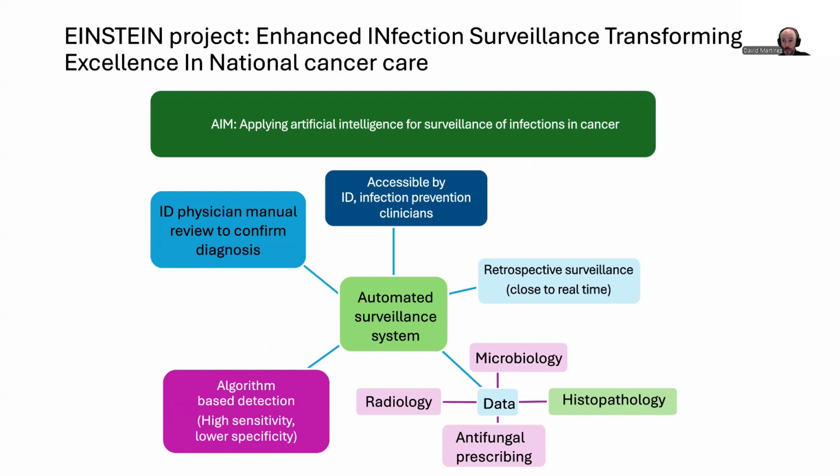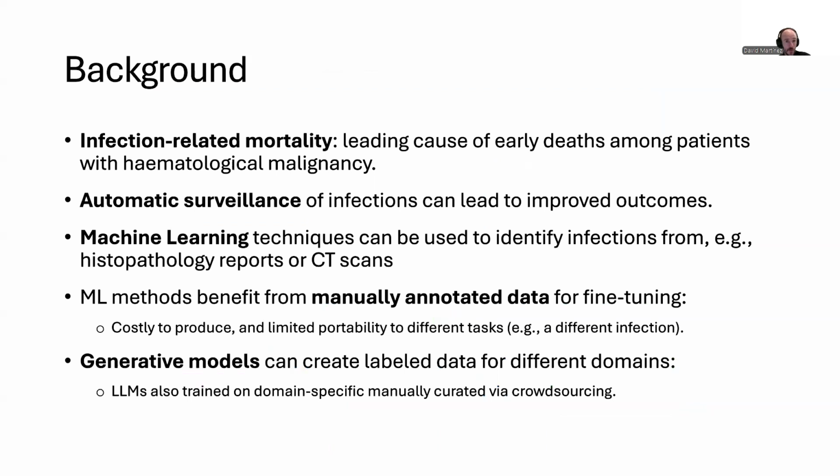But the focus of our work is at the bottom left, which is algorithm-based detection of these fungal infections from different sources of data. The data can be from microbiology, histopathology, from antifungal prescriptions, or from radiology. A bit more background: infection-related mortality is a leading cause of early deaths for patients with hematological malignancy, and automatic surveillance can alleviate this problem or can help in this issue.